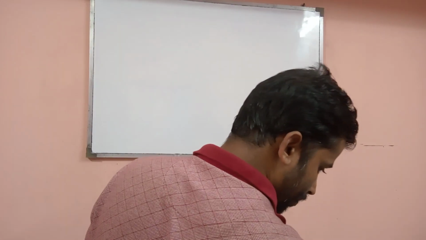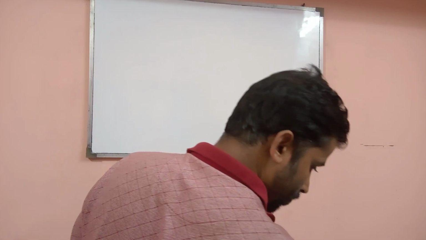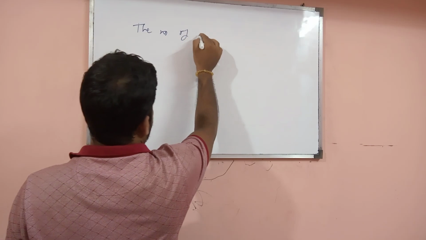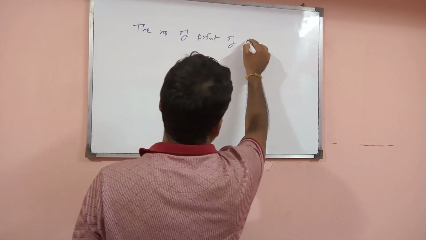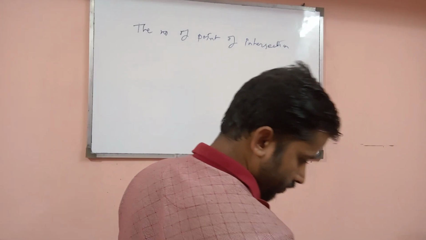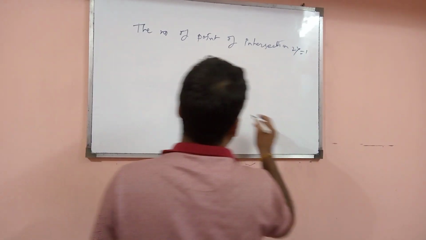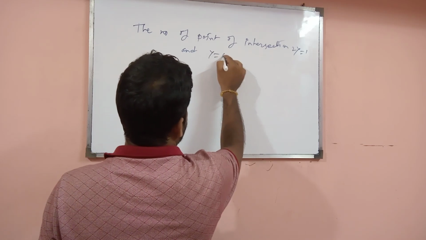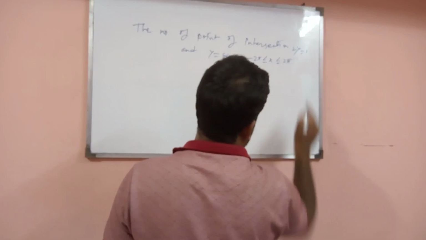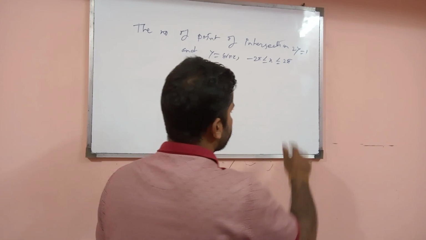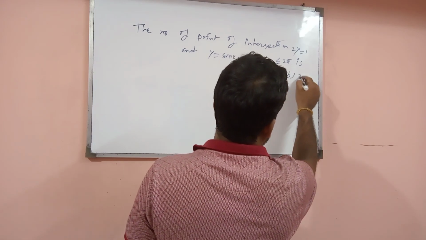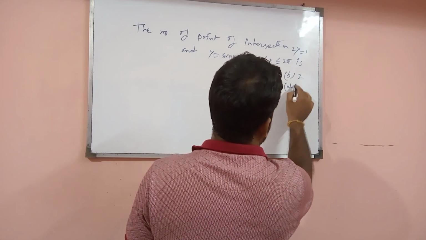Then question number 3, I am going to solve question number 3. The number of points of intersection of twice y is equal to 1 and y is equal to sine x square, minus twice pi lesser than or equal to x lesser than or equal to twice pi, is: option A, 1; B, 2; C, 3; and option D is 4.